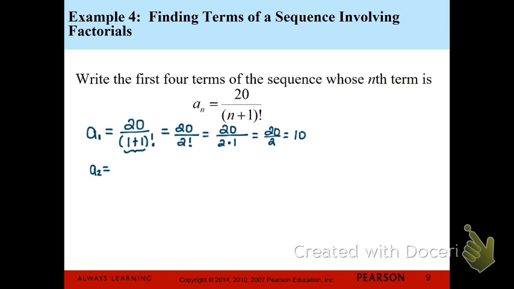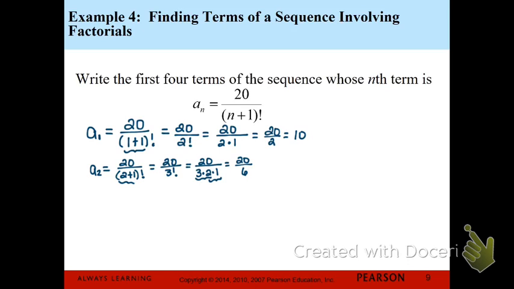Second term, what is my n going to be? 2. So we get 20 over parenthesis 2 plus 1, close it, factorial. Work what's in the parenthesis. What's 2 plus 1? 3. So we got over 3 factorial. So we get 20 over, what does 3 factorial mean written out? 3 times 2 times 1. Good, start at 3 and go down. So you get 20 over, what's 3 times 2? 6. Times 1, 6. So 20 over 6.